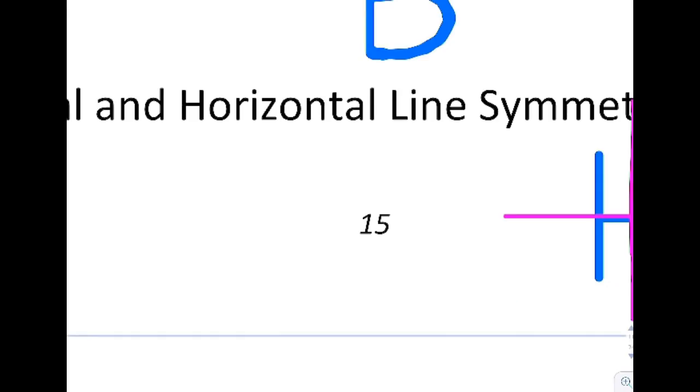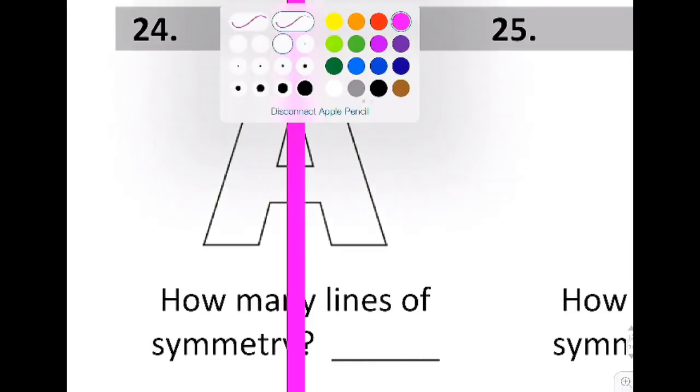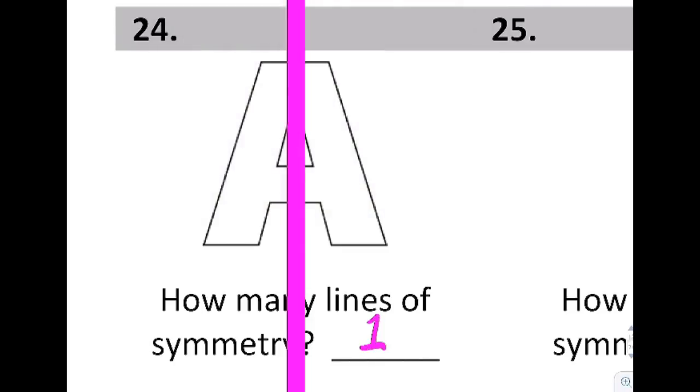That takes us to the bottom of page 15, so I want you to work on page 16 on your own and see if you can draw all the lines of symmetry for all those shapes. For example, in number 24, how many lines of symmetry does this block A have? There's really nowhere else I can draw a line other than down the middle. So I drew it, and I'm going to say this has one line of symmetry. So try that for all the other ones.